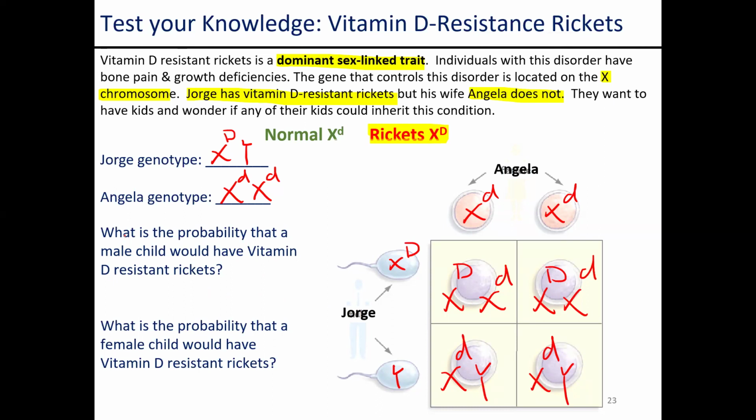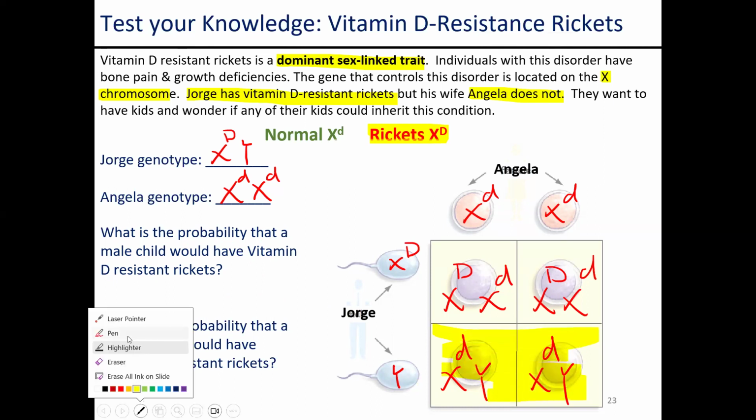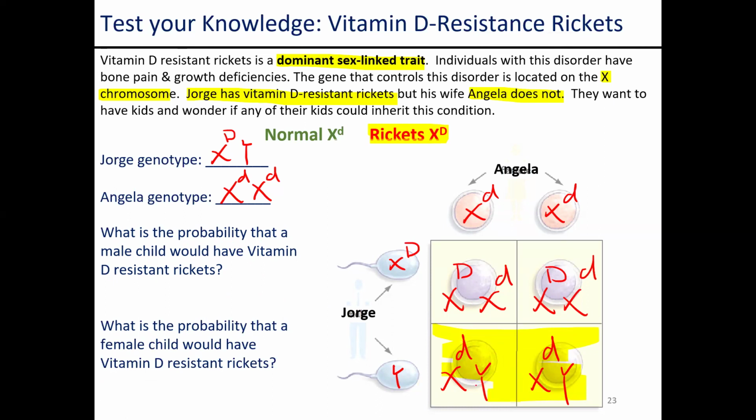We're going to read the first question. What is the probability that a male child would have vitamin D resistant rickets? So we're going to look for our males, which are going to be down here because remember, males are going to be XY. And then we're going to see if they have rickets or not. Remember, rickets has to be a dominant big D. Normal is going to be little d. So over here, we have a little d here. It's not on the Y. It's only going to be linked to the X, so it's only following the X chromosome.